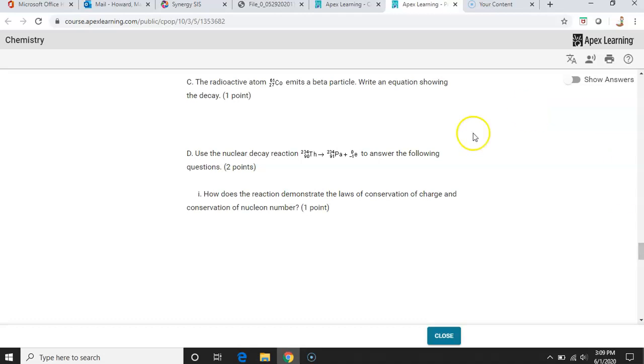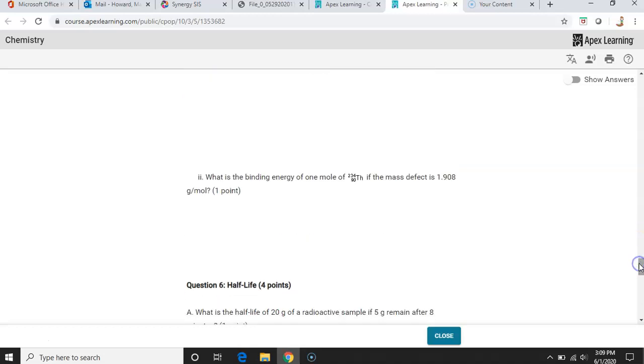Because if you look, there's 234 over here, and there's 234 because it's plus 0. And then down here is 90, and then you have 91 minus 1, so they're equal on both sides. So that shows that nothing has changed on both sides, in conservation.